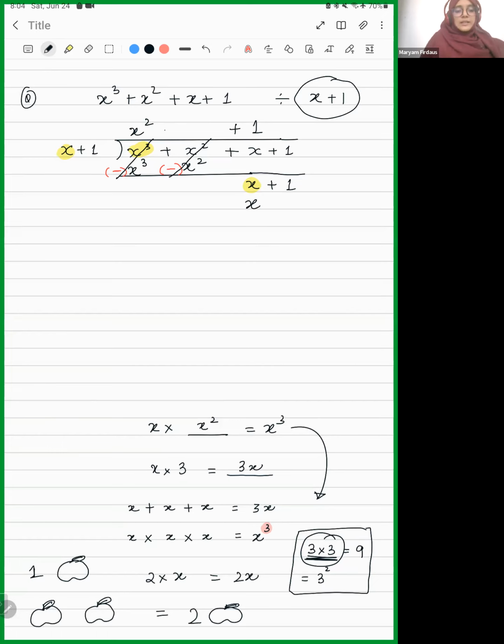Now what is the next step? Do you remember? Whatever was remaining, this one over here, I have to multiply with what we have just written in the quotient. So what is 1 multiplied by 1? It's 1. So I'm going to write positive 1 over here. And again, we're going to change the sign. This becomes negative and this also becomes negative.